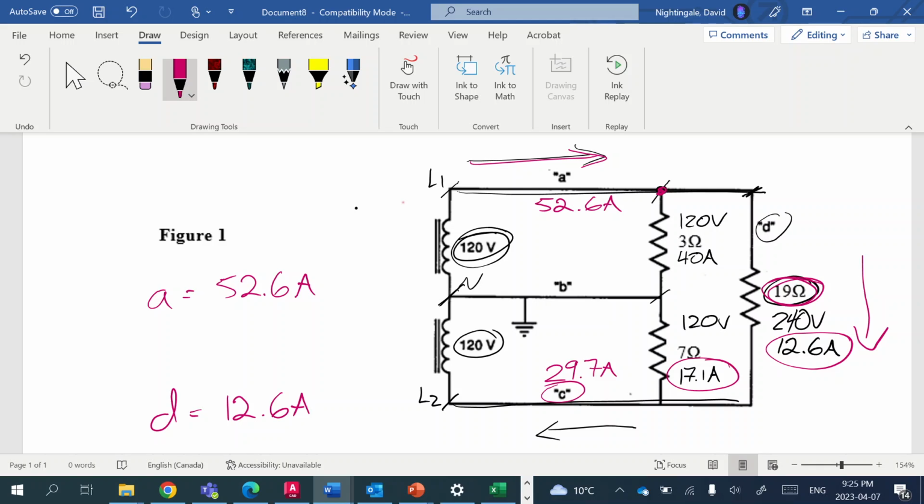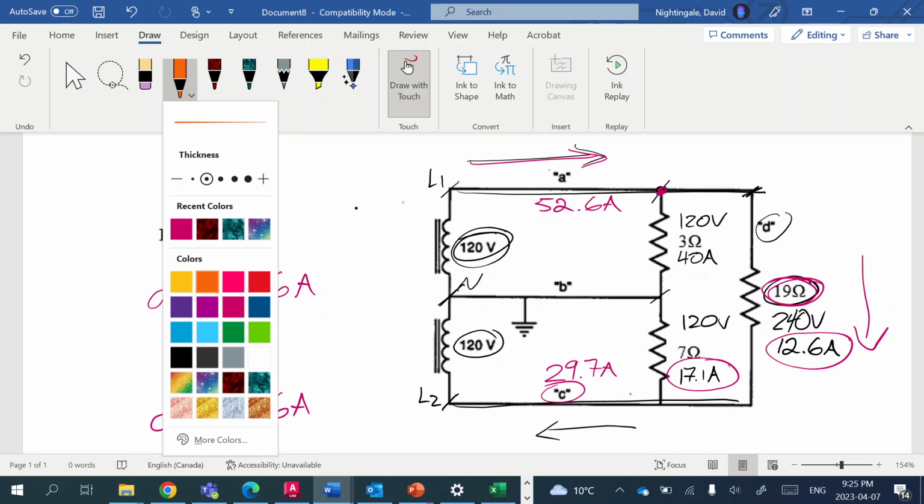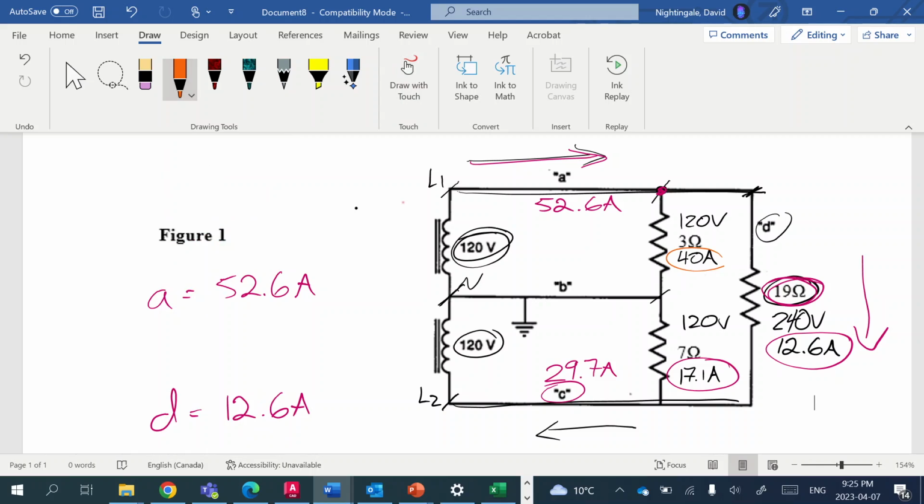So one thing to notice here is that this particular three-wire circuit is not very well balanced. We have 40 amps going through that load and 17.1 amps going through that load, 52.6 going through line 1, 29.7 amps going through line 2. That's not necessarily how we want to design a three-wire circuit. We want to try to make A and C as equal as possible. In this case, it's not a poorly designed circuit. Either way, 29.7 amps going through C.